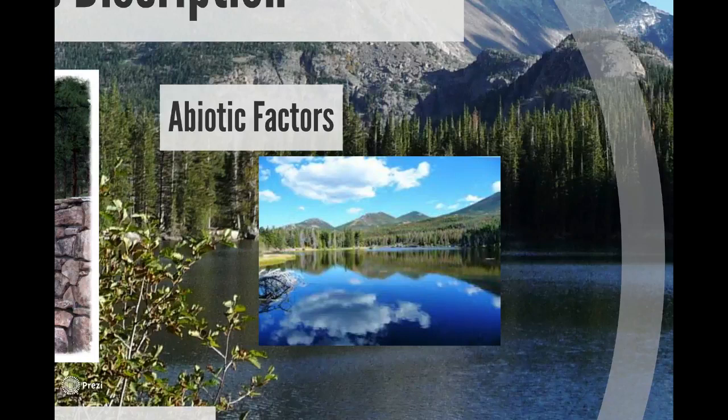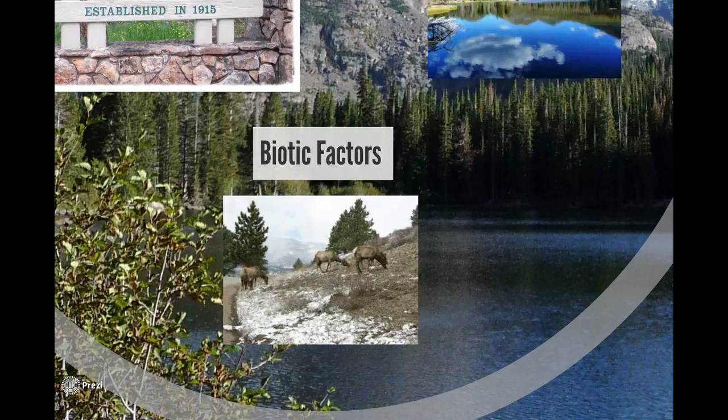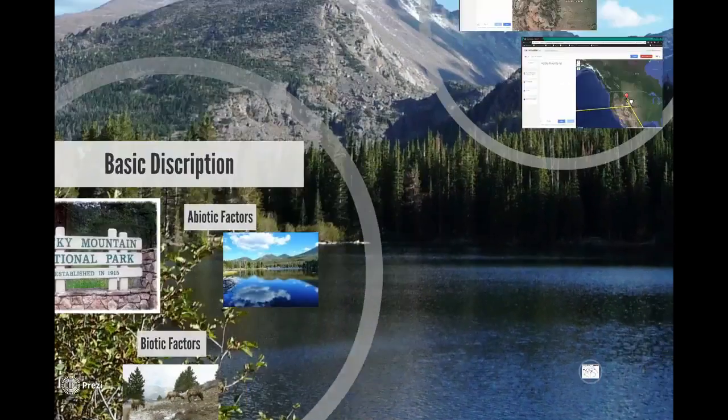So some abiotic factors are lakes, mountains, rocks, and other inanimate objects that are within the ecosystem. Some biotic factors are there are over 280 varieties of birds and over 1,000 species of flowering plants just within the park, and there's many different types of trees. There's mountain goats, bighorn sheep, bears, deer, hares, elk, and the list goes on.